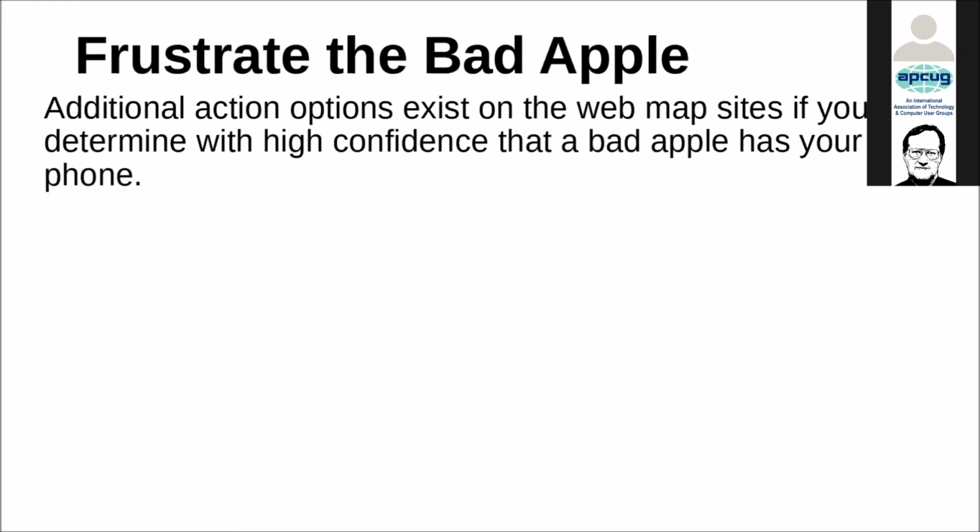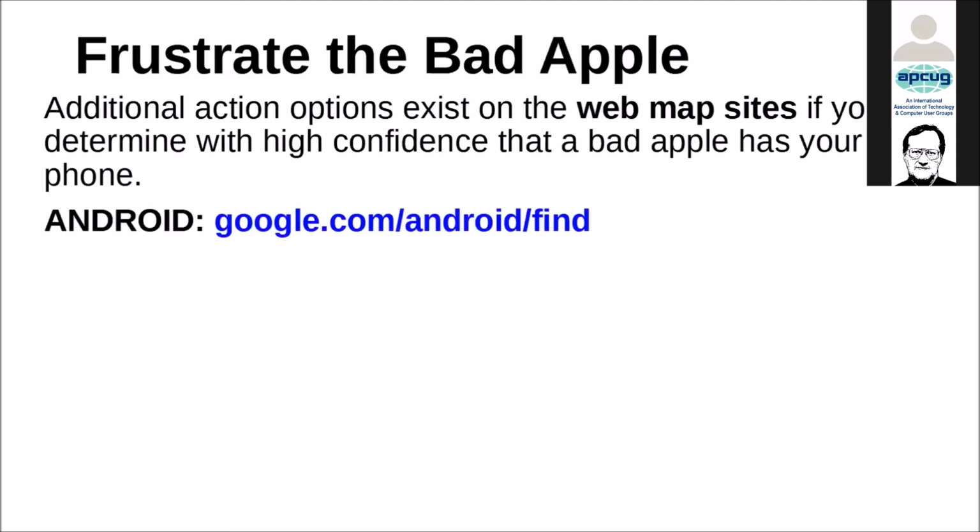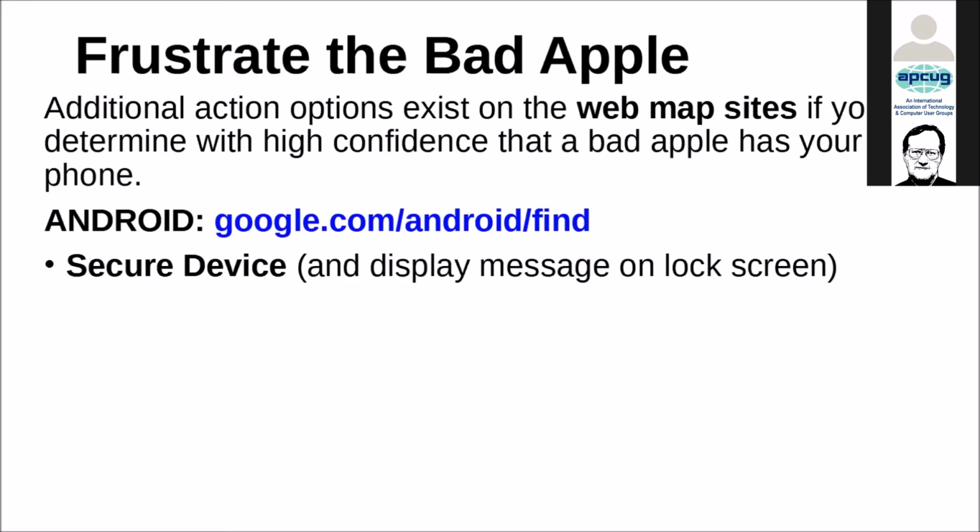Now, let's suppose that you have figured out with high confidence that a bad apple has your phone. Maybe you see it on the map in a place you've never visited, for instance. And what can you do in that scenario? Well, let's talk about them. Going back to the web map site, we saw these options. You can secure your device. That displays a message on the lock screen that it has been secured. It can now only be opened by entering your full Google ID, including both the email address and the password.